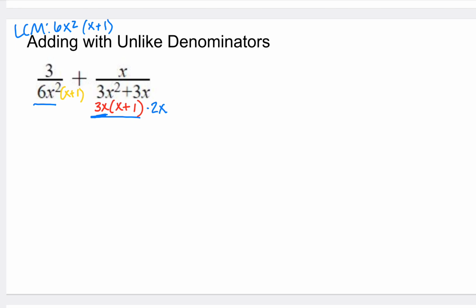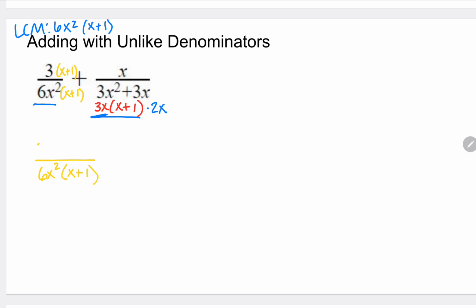Whatever you do to the denominator, we're also going to do to the numerator. Because if I multiply by x plus 1 over x plus 1, that's really just multiplying by 1, so I'm not changing the value of that fraction at all. So now my new denominator for this first set, I'll rewrite the whole thing down here. I have 6x squared times x plus 1 in my denominator. And then my numerator, I have 3 times x plus 1.